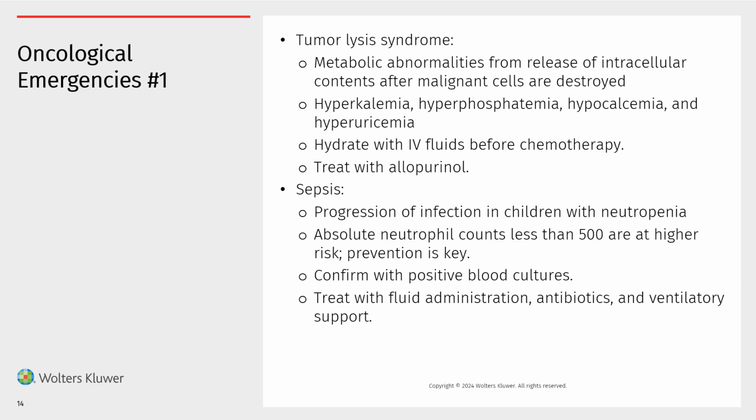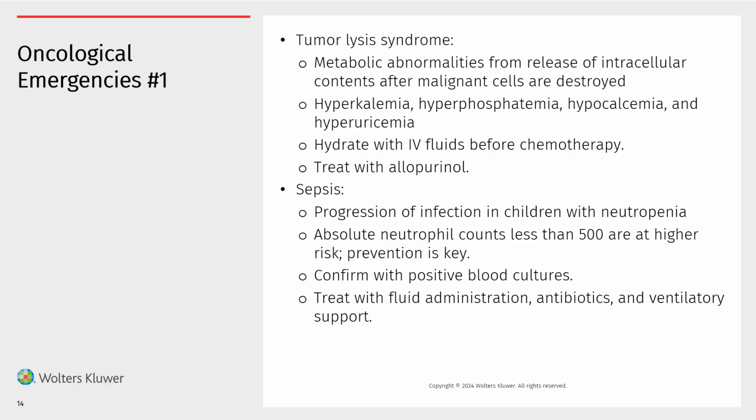So remember, they travel to the spleen. That's our workshop in the body, that and the liver that try to clean out the blood. But this metabolic syndrome that we see may result in hyperkalemia, hyperphosphatemia, hypocalcemia. Okay, so remember, calcium goes down, potassium up, phosphates go up, and uric acid goes up. The only one that goes down is calcium. Why do you think that is? I can't hear you, so just think on that one. Hydrate with IV fluids before chemotherapy and treat with allopurinol.